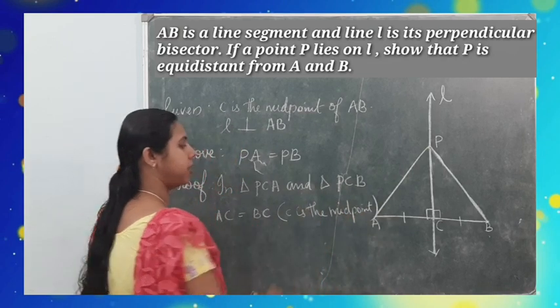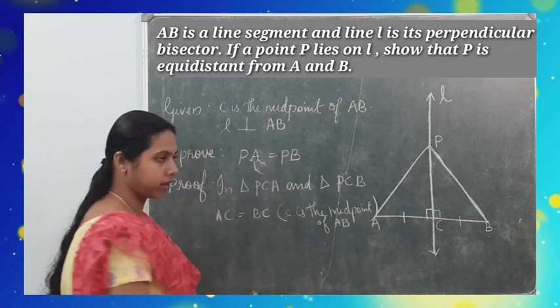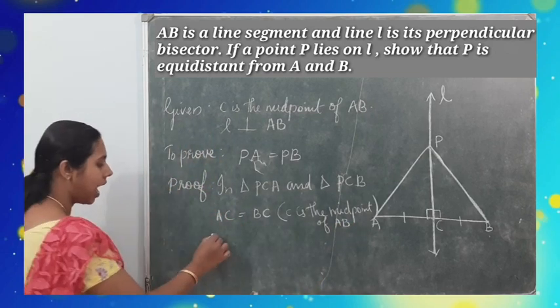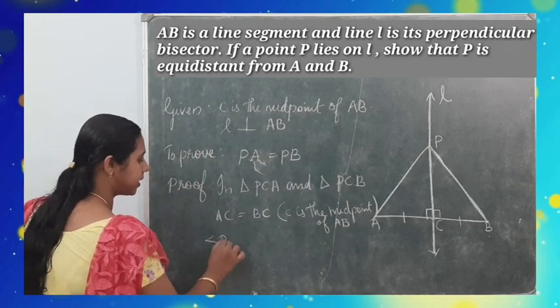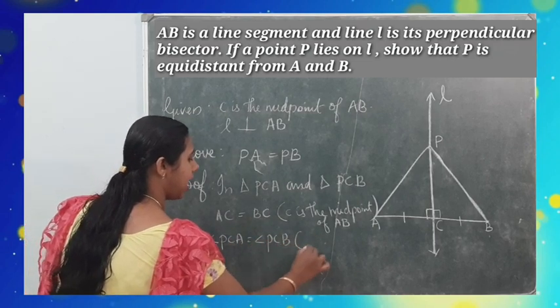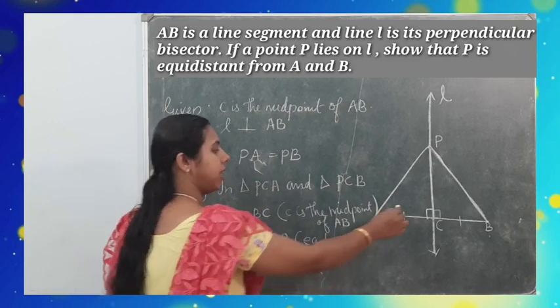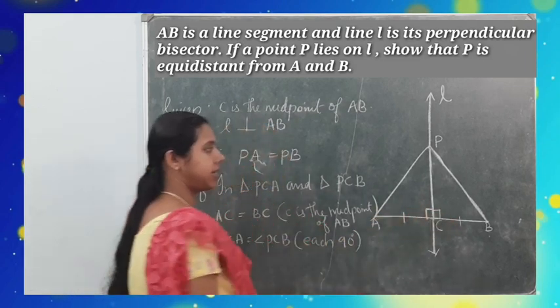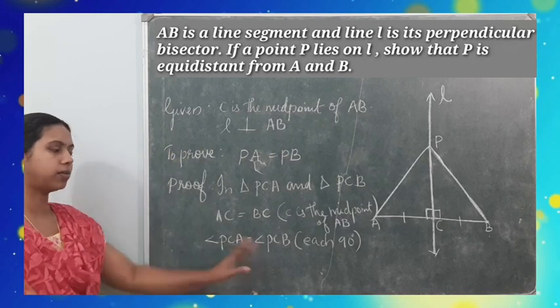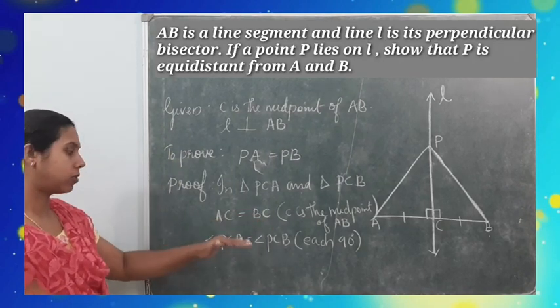C is the midpoint of AB. Then angle PCA equals angle PCB, each 90 degrees. Both the angles are 90 degrees. Angle PCA equals angle PCB. So now we got one side, we got one angle.